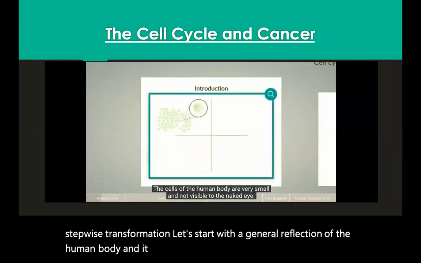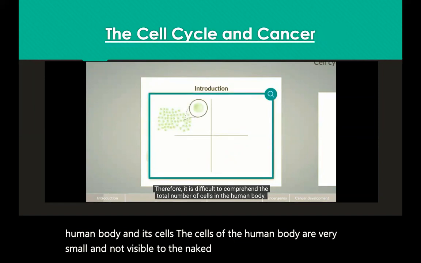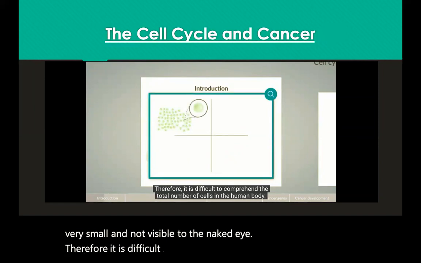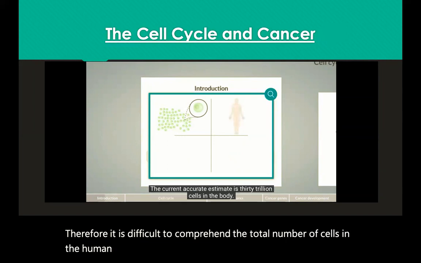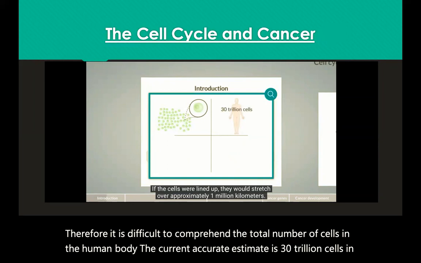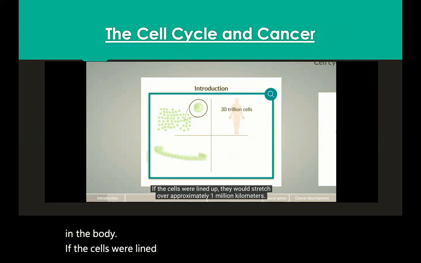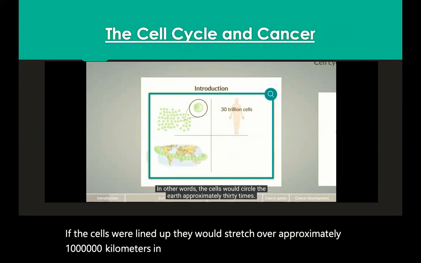The cells of the human body are very small and not visible to the naked eye. Therefore, it is difficult to comprehend the total number of cells in the human body. The current accurate estimate is 30 trillion cells in the body. If the cells were lined up, they would stretch over approximately 1 million kilometers. In other words, the cells would circle the Earth approximately 30 times.